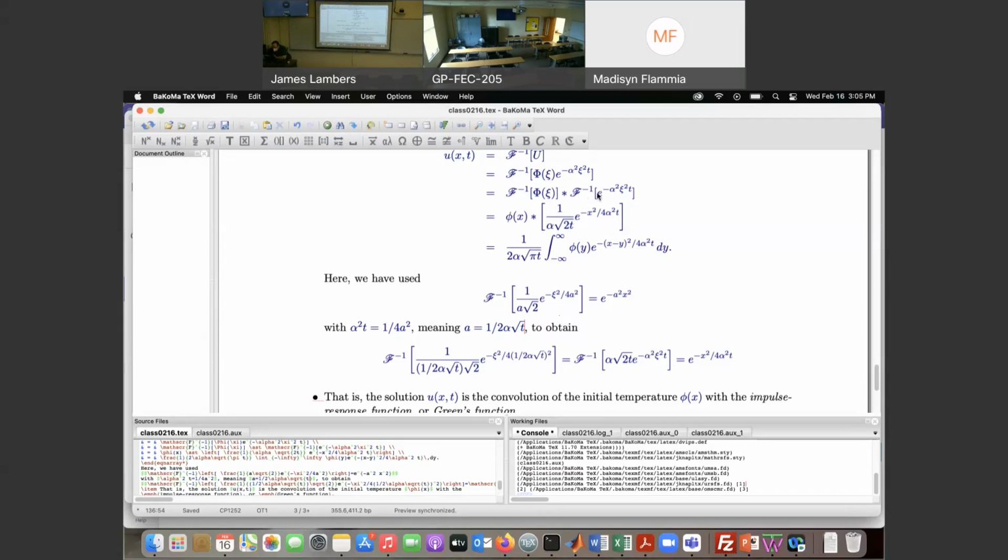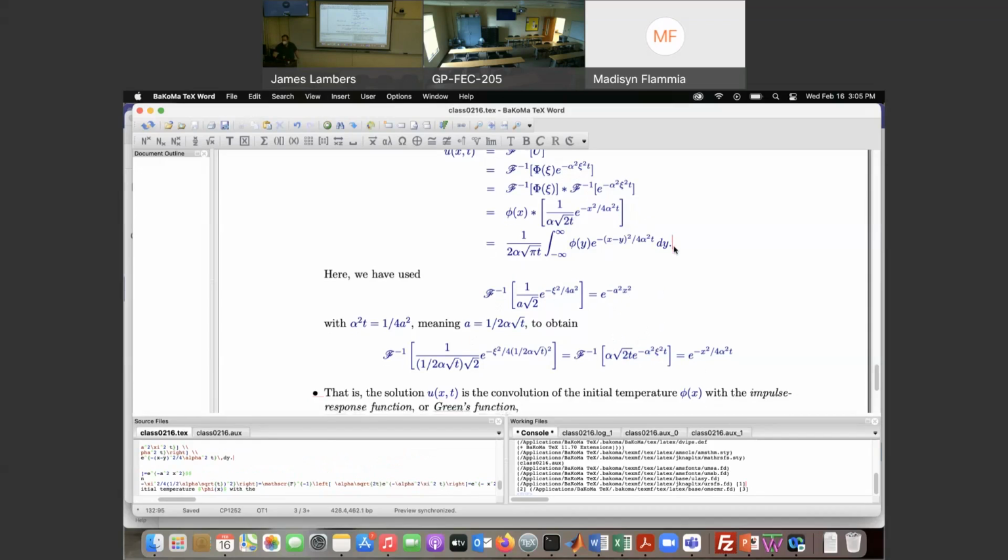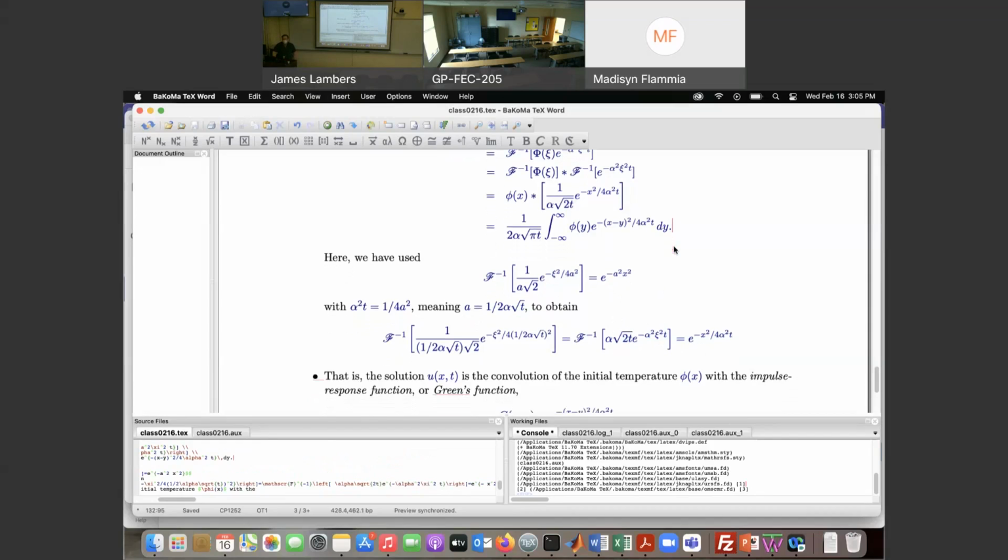Since this is what I want to transform, I find the value of A that lets me apply this rule, and then move this scaling factor to the other side, so that the only thing I'm inverse transforming is this exponential function. That's what I have here. So algebraically, you've got to proceed carefully.